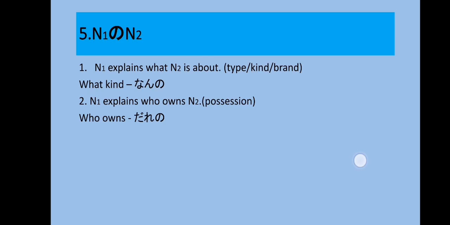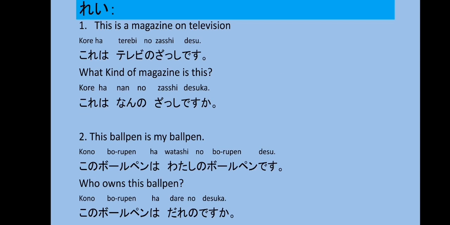So, example, madaming magazines na iba-iba yung functions. Merong magazines for beauty, may magazines, food magazine. But this magazine in sentence 1 is specifically about television. So you say, kore wa terebi no zasshi desu. This is about television. Parang ganun yung sinasabi mo.